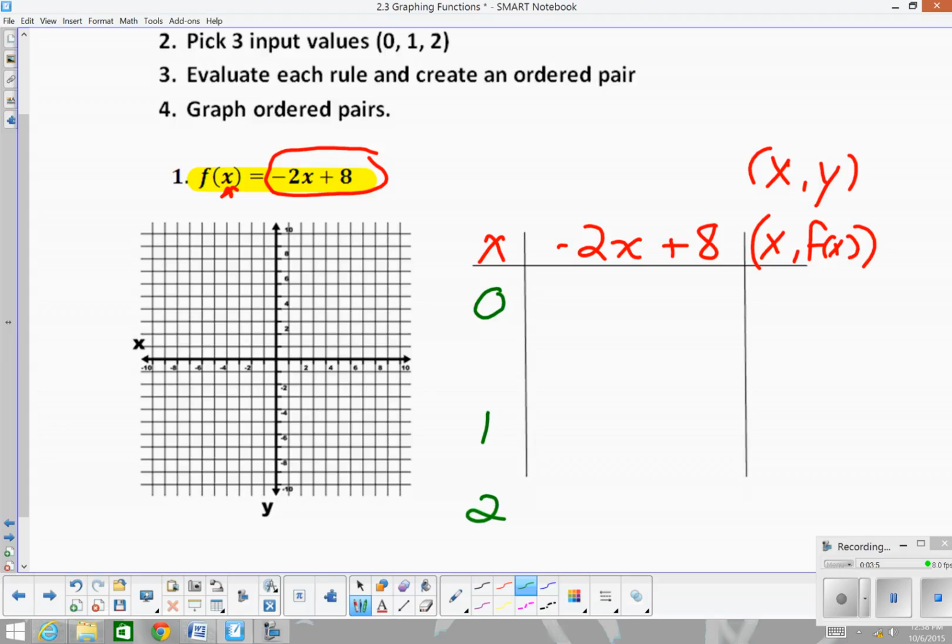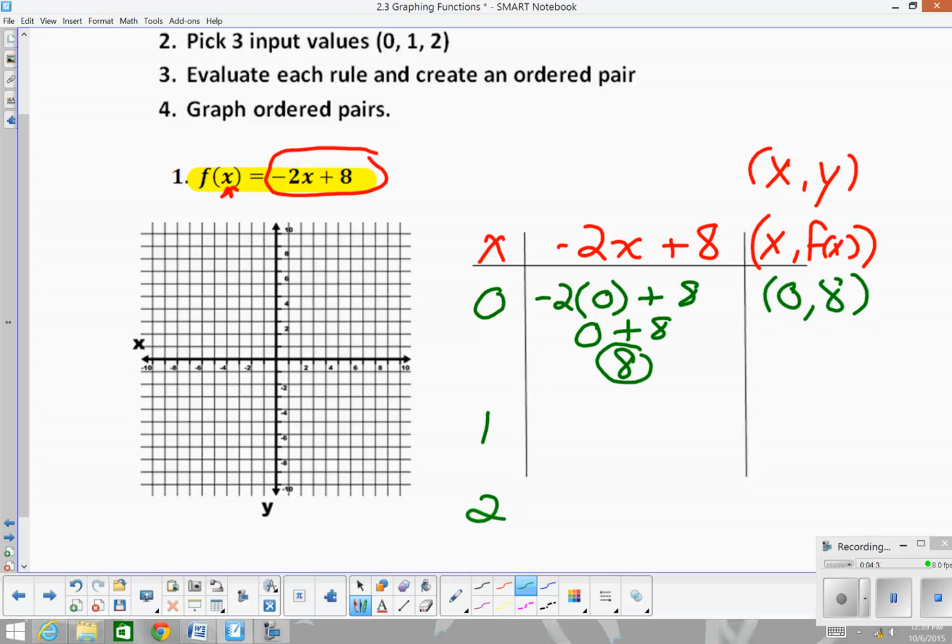Okay, cool. Now what we're going to do is evaluate each rule and create an ordered pair. All that means is I'm going to take that input value of 0 and plug it in for x right there. So if I rewrite this, it's going to say negative 2 times my input 0 plus 8. Simply all I'm going to do is evaluate that. Negative 2 times 0 is 0. Bring down what I didn't use. 0 plus 8 is 8. So now my input is 0. My output is 8. So if I want an ordered pair of x comma f of x, that's my f of x, where my output is 8.